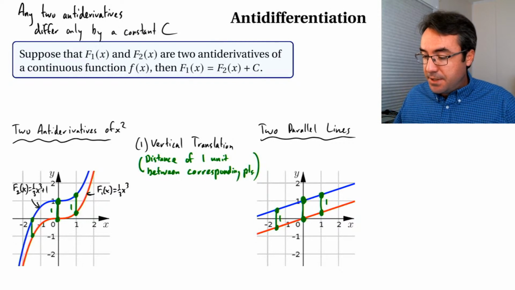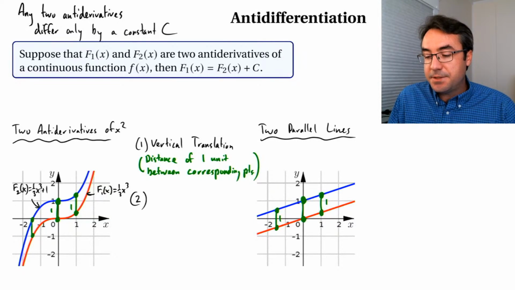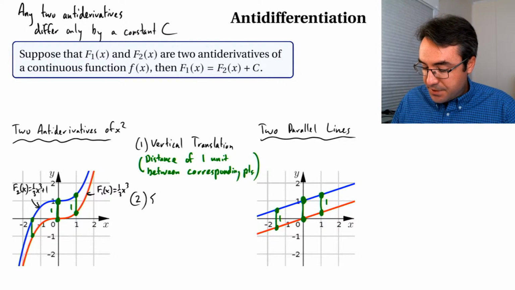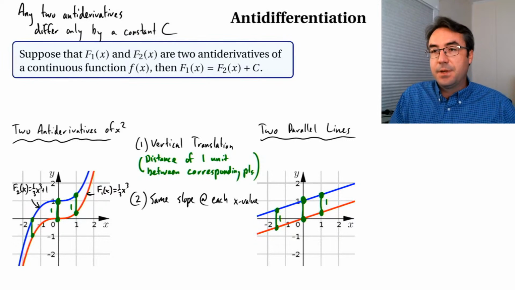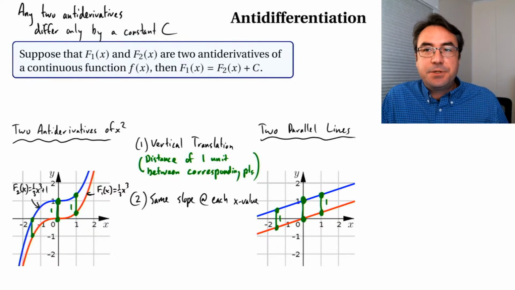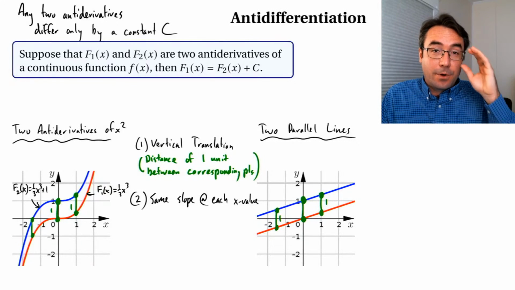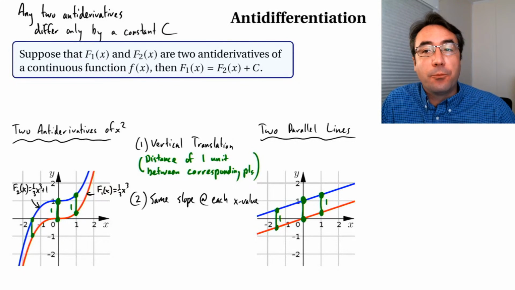Another thing to consider is that if we were to look at these two graphs, they have the same slope at each x value. For the parallel lines, that really shouldn't be too surprising. Two parallel lines don't intersect, and for regular geometry, two parallel lines have the same slope. So that's not too surprising.